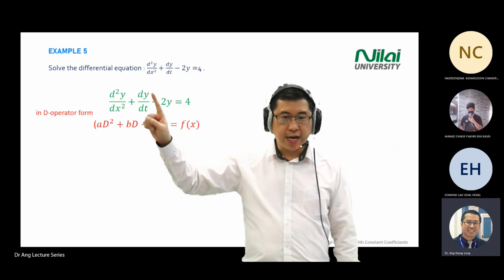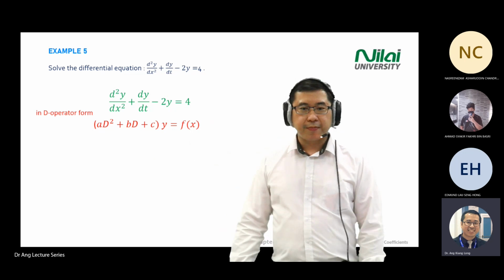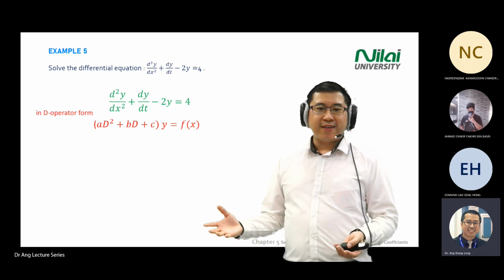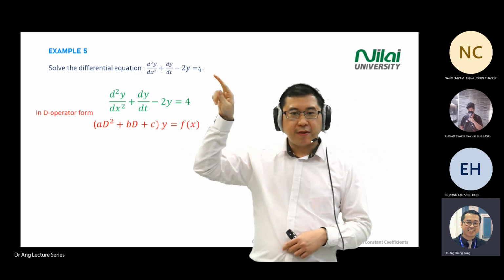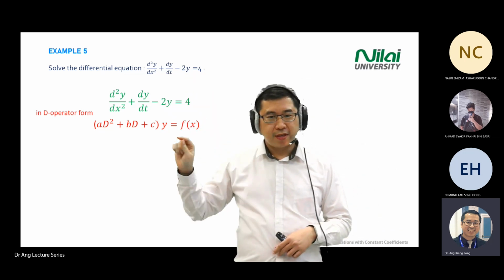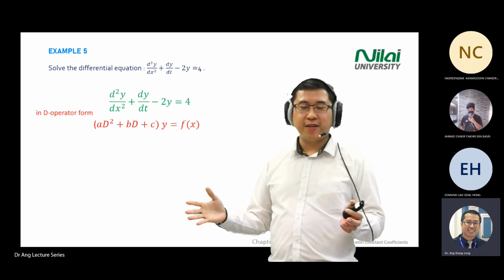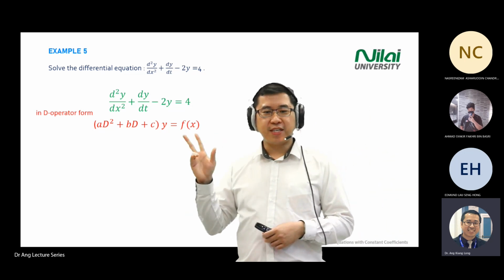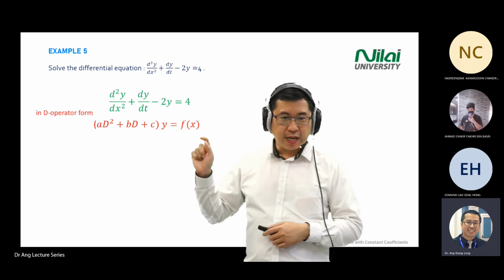Okay, it should be dy dx here. It's not t. There's a typo error here. So far, after you write, observe the method. First, you copy the question. Then you change them into D form, which means you remember the operator first, right? You convert them into D form.